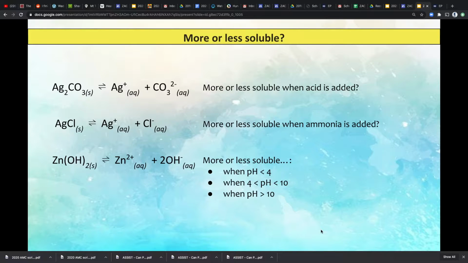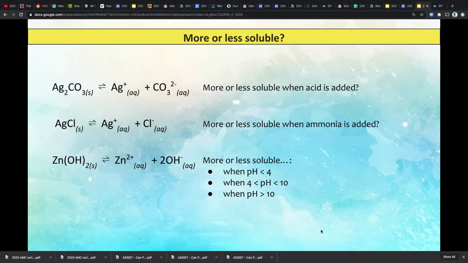With regards to the first one that contains silver carbonate, the same compound we saw in our warm-up, is it more or less soluble when I add acid to it? So imagine I have a saturated solution of silver carbonate. Will it become more or less soluble? Will more of that solid dissolve? Will more of it actually precipitate out? Now, what do we think?